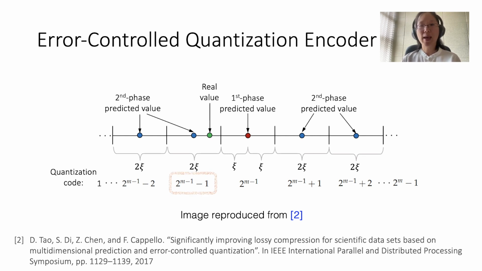In this example, SZ uses 2 to the power of m minus 1 as the quantization code of the original data point. Such an encoder ensures the difference between the original and the decompressed value is smaller than the preset global error bound and saves space by saving just the quantization code.